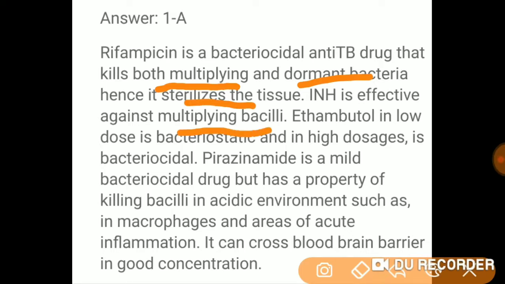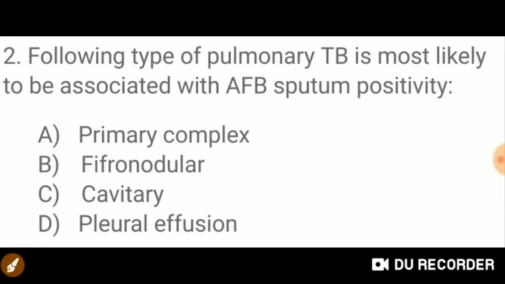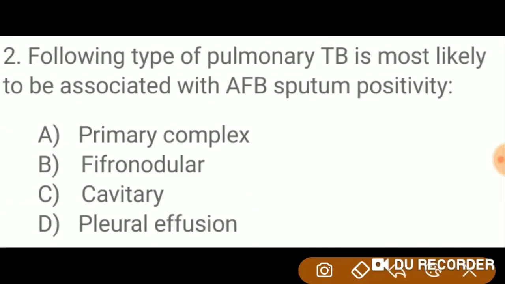Remember, ethambutol is bacteriostatic at low doses, and at high doses it is bactericidal. Whereas pyrazinamide is a mild bactericidal drug, but it has the property of killing bacilli in acidic environments such as macrophages and areas of acute inflammation. It crosses the blood-brain barrier. So guys, I hope till here we are clear. Now moving on to the next MCQ.